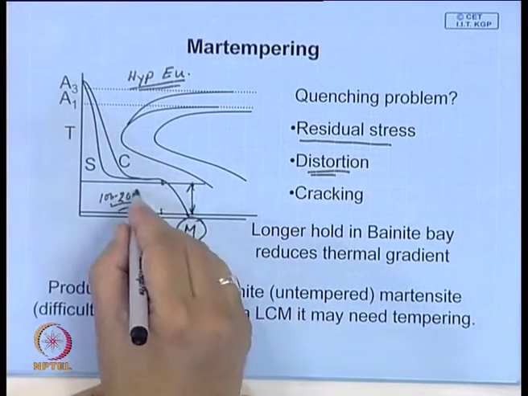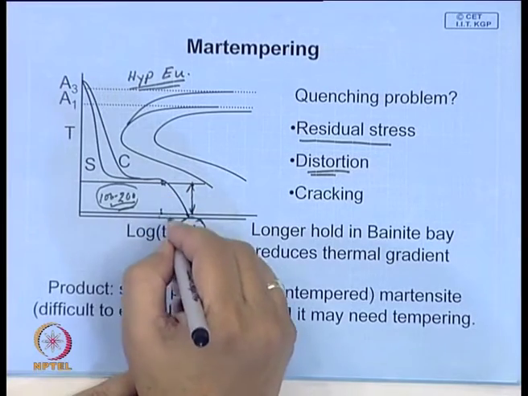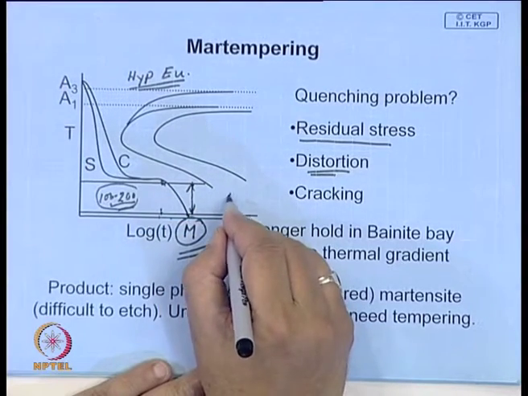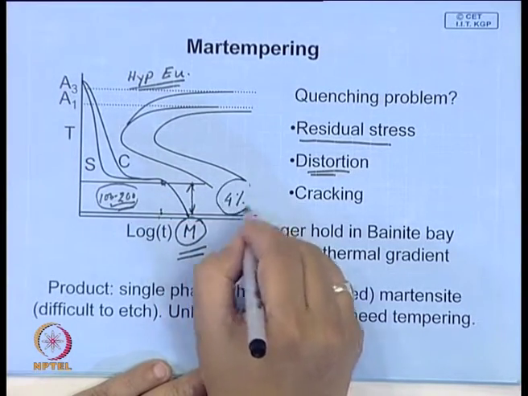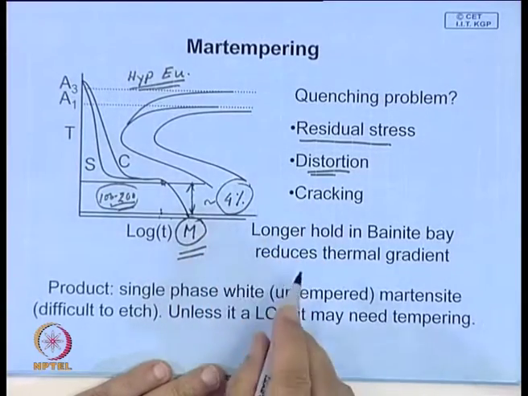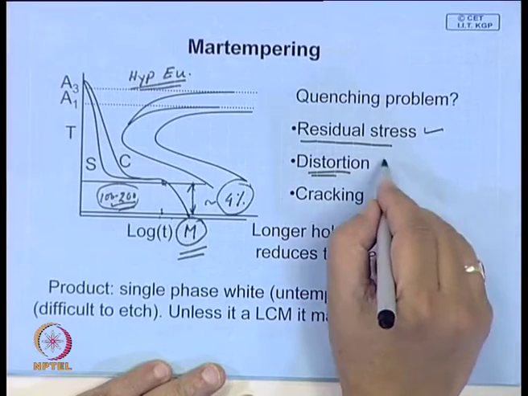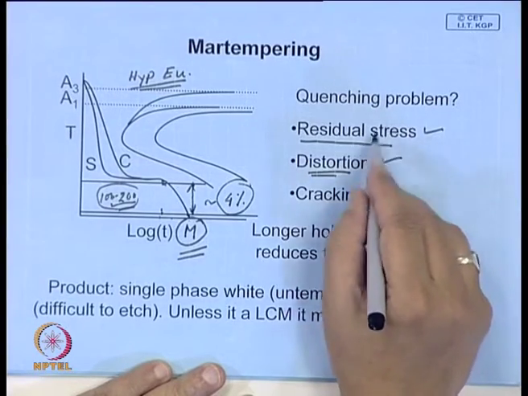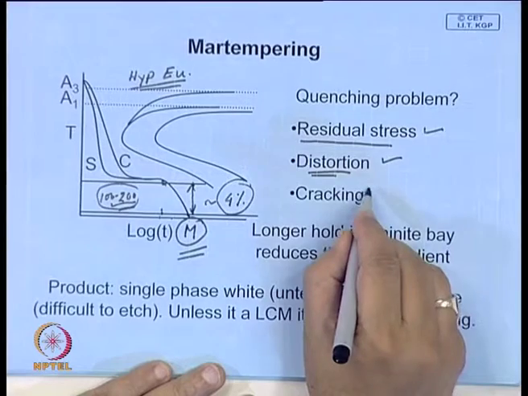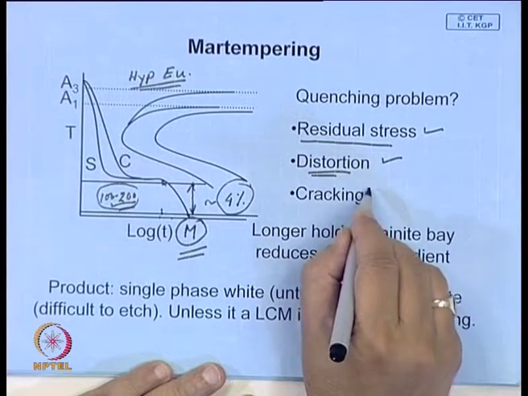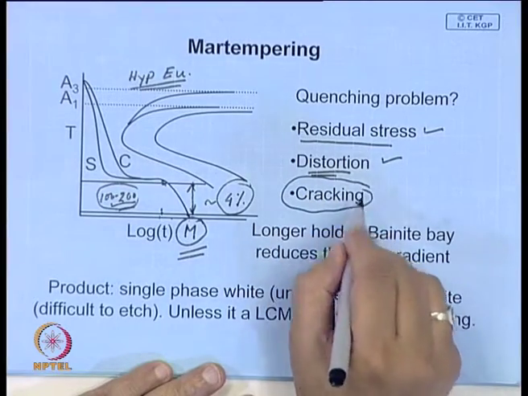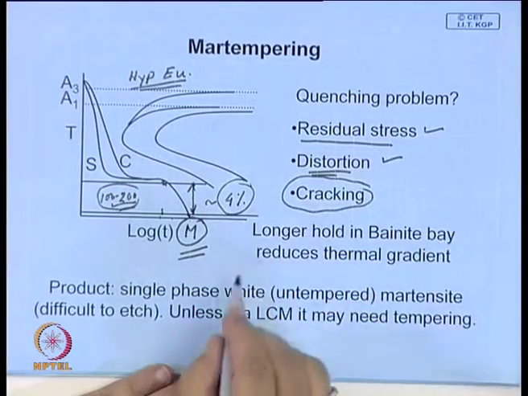And when 100% transformation means around 4% expansion, roughly around 4%, which is quite sizable, and this will certainly lead to residual stress and distortion. And if the stresses are higher than the fracture stress, or the stress necessary to initiate a crack, the job may fail, it may develop surface crack.